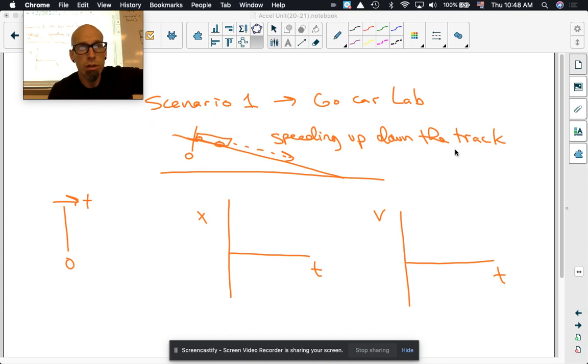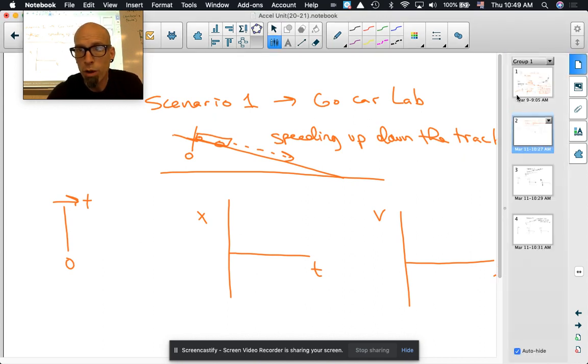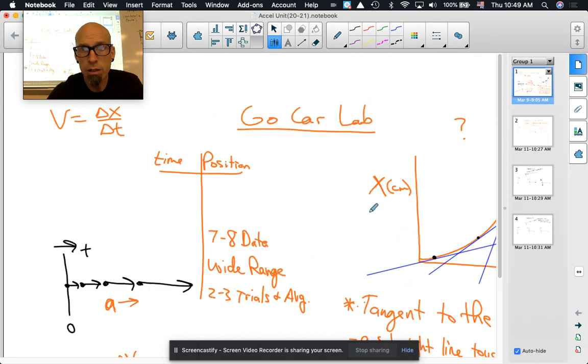And then I put the go-car on the track. I ran the motion detector, and it gave us graphs, the position-time and the velocity-time graphs for that motion, which are what we just had on this screen. What the motion detector gave us was an up curve.